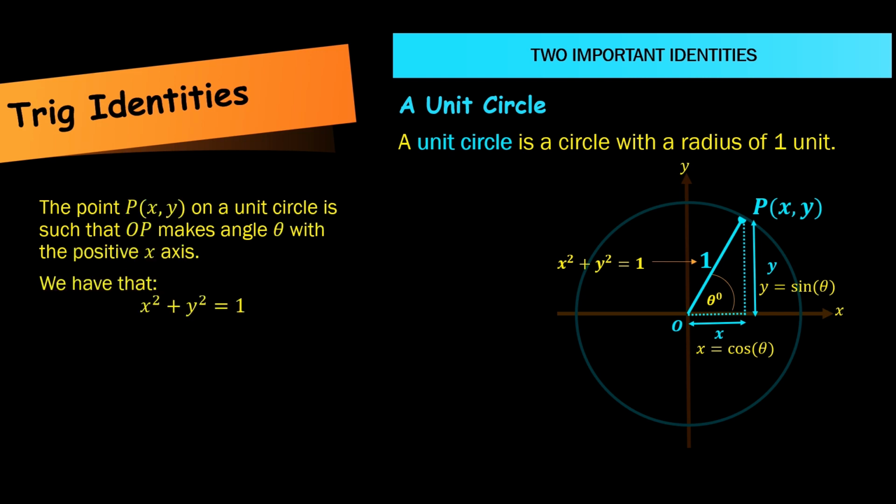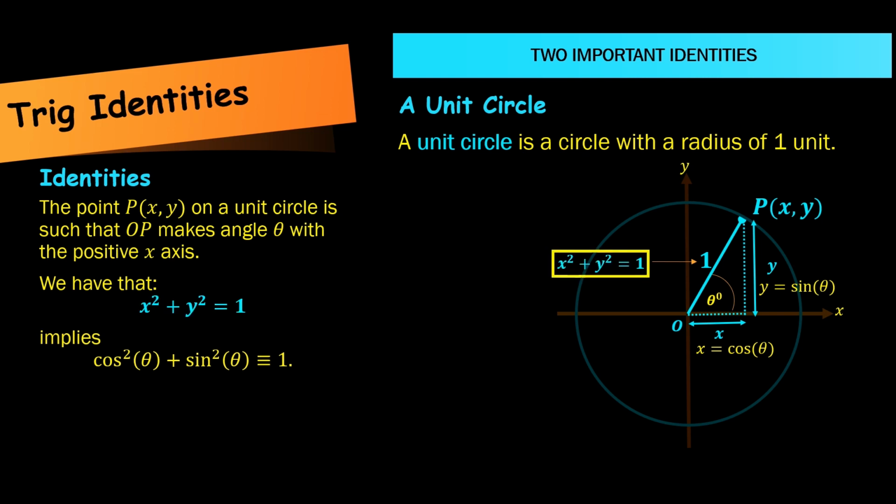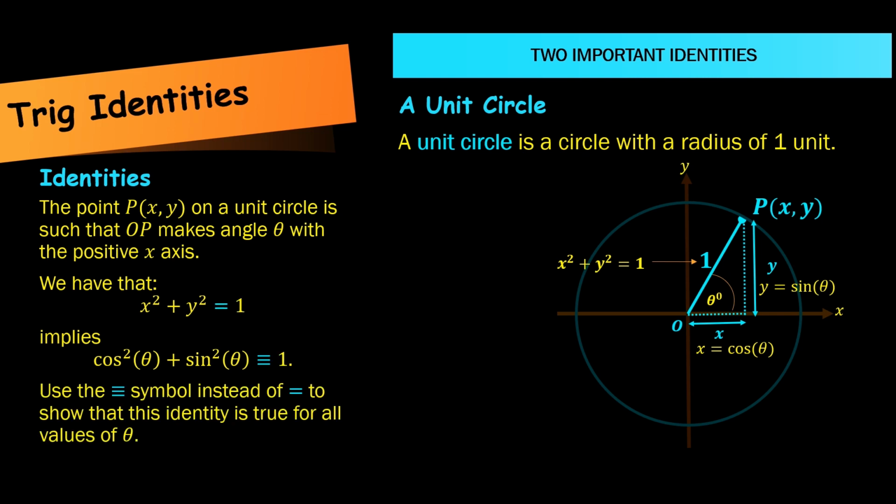Now, since we have that x squared plus y squared is equal to 1, we can substitute in the values for x and y in this equation to give us cos squared theta plus sine squared theta is identical to 1. We use the identity symbol instead of the equal symbol to show that this identity is true for all values of theta.